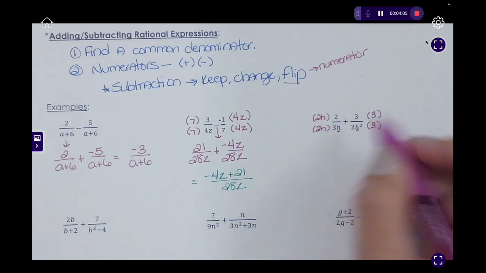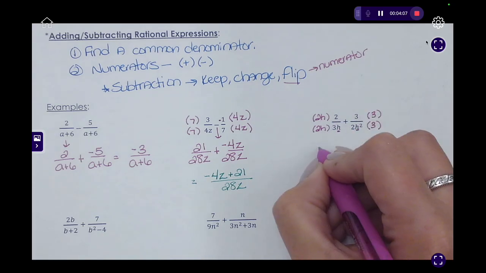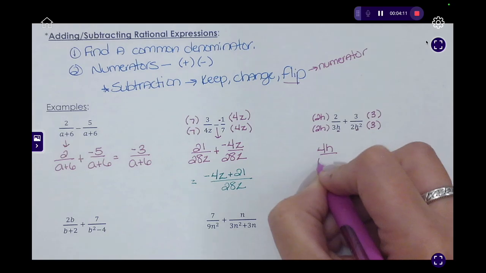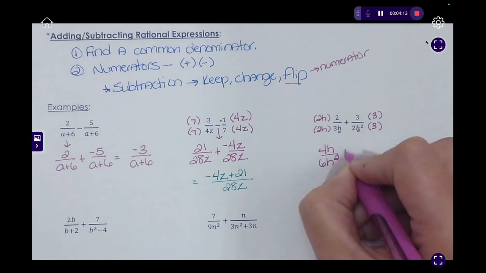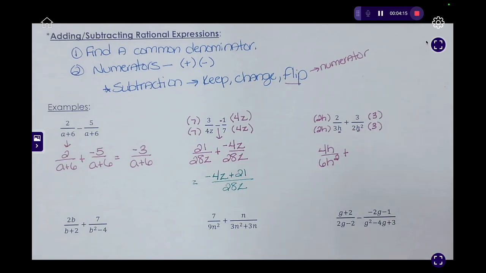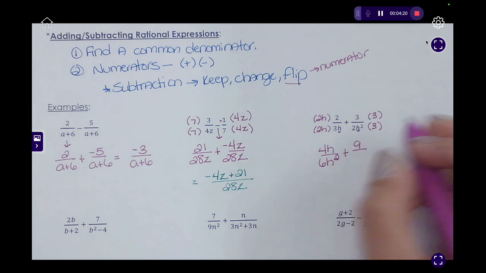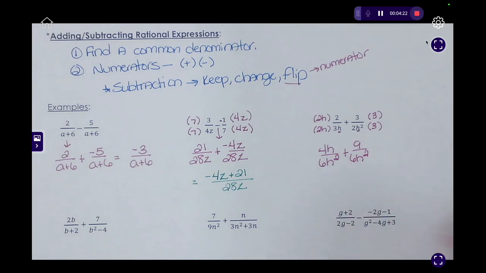Okay, so now I'm going to multiply. So 2h times 2 on the top is 4h. 2h times 3h gives me that 6h squared. I'm adding, so I don't have to worry about keep, change, flip. Here, 3 times 3 is 9. 3 times 2h squared gives me that 6h squared again on the bottom. So that has common denominators now.